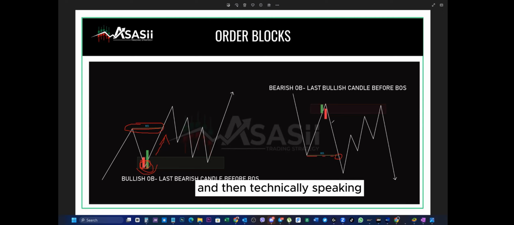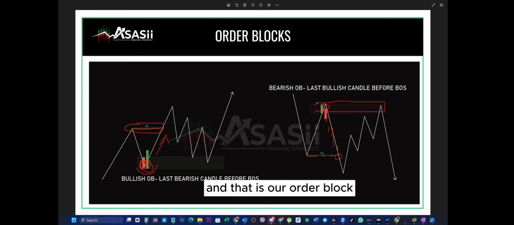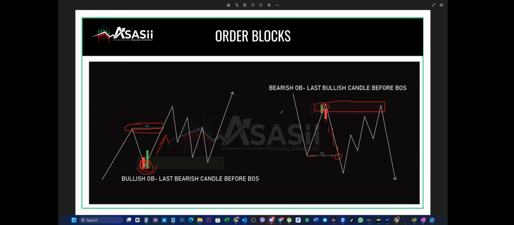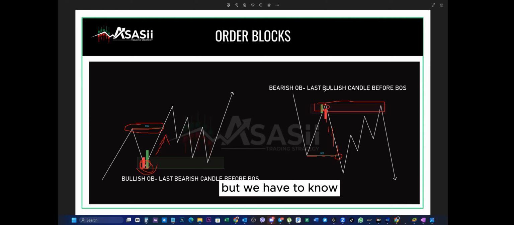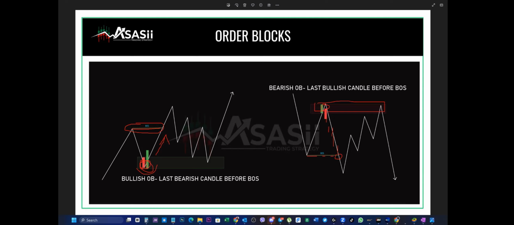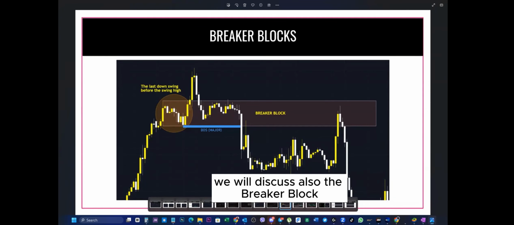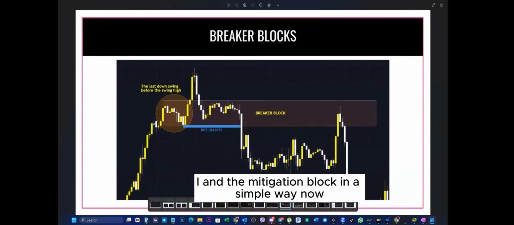And then, technically speaking, mostly this is red candles. So we will look for the green candles. And that is our order block. And this is our major point of interest. So we are discussing here breakup structure in every break structure. But we have to know ano ba yung which is the best order block to trade. Yun yung hahanapin natin. We will discuss also the breaker block. Okay, and the mitigation block in a simple way.